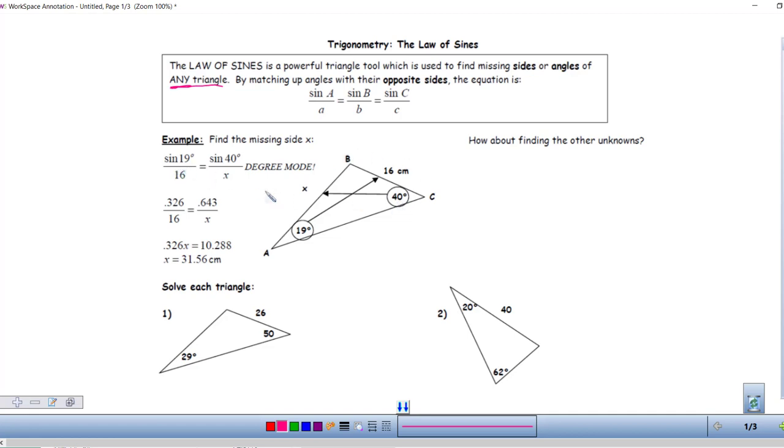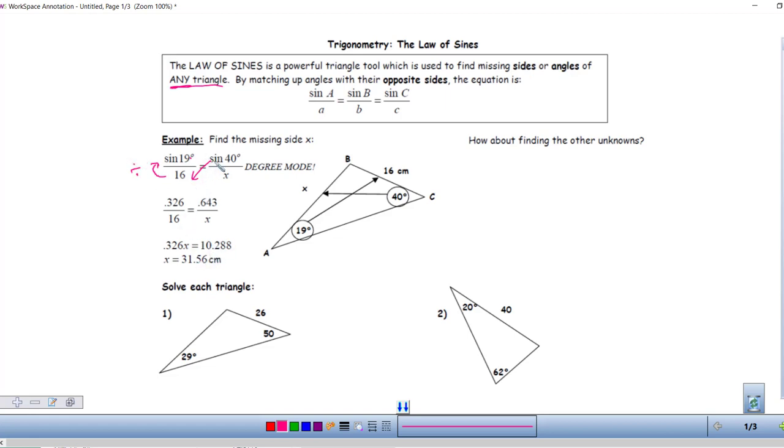So they set it up as sine of 19, sine of A, over 16, because that's the opposite side, which would be side A, equals sine of 40 over the opposite side of x. To solve this, they showed a lot of steps here. We have solved proportions before, so the quicker way, instead of doing this and then cross multiplying and dividing, we can just do this all in kind of one big step. Sine 40 times 16, and then divide by the sine of 19. And we'll get the same answer.